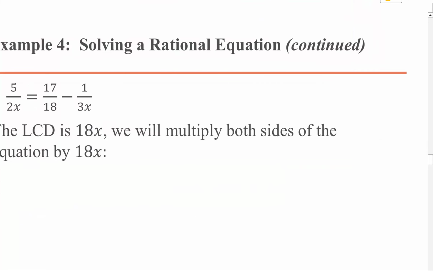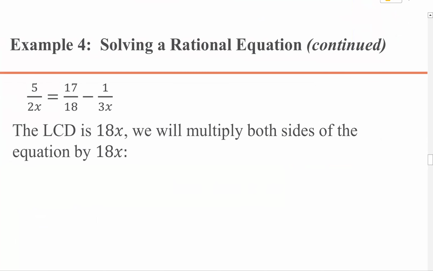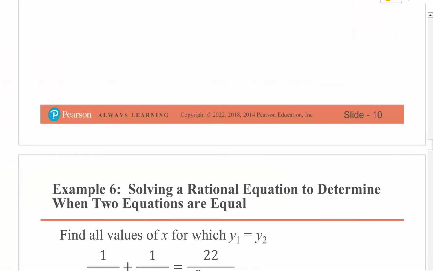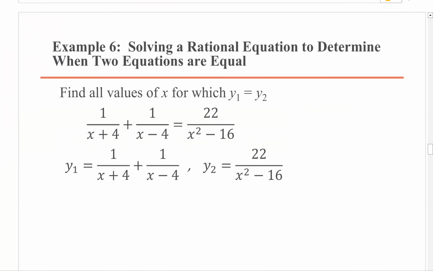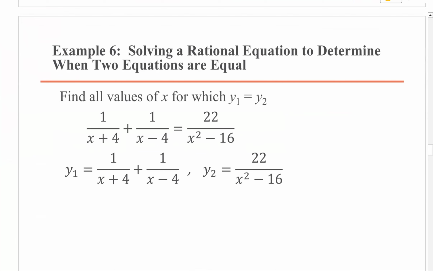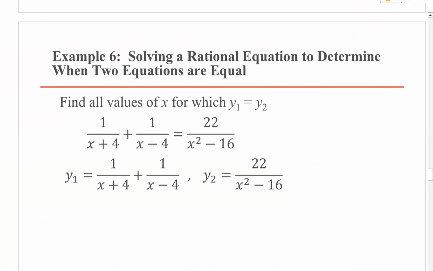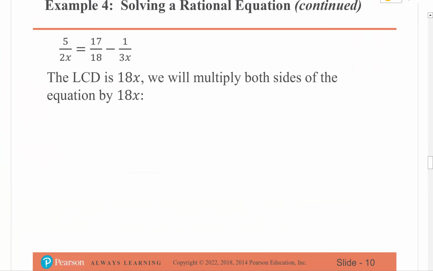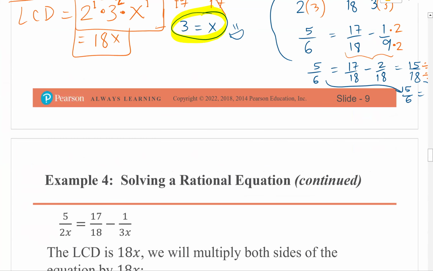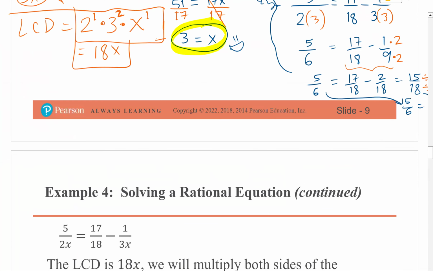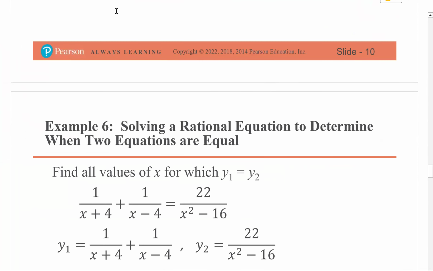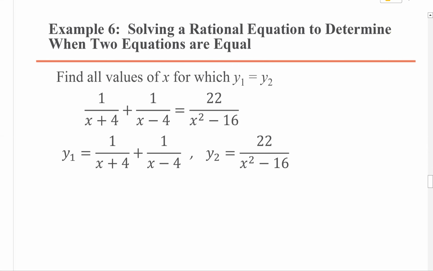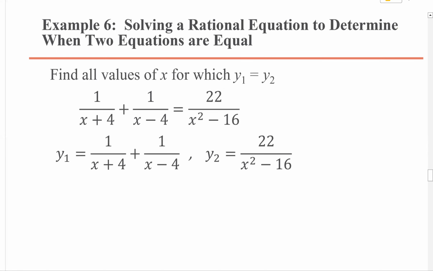Let's see, what do we got now? Solving a rational equation. Oh, wait, we already did this. Is this the same one? They're giving us extra room. That's so thoughtful. We didn't really need it, but that's fine. Next example, solving a rational equation to determine when two equations are equal. Ooh, I like that. Wait, this is the same one, right? Yeah, okay, just making sure. Why does it go from example 4 to example 6? I don't know. Don't worry about it. Math, you know?